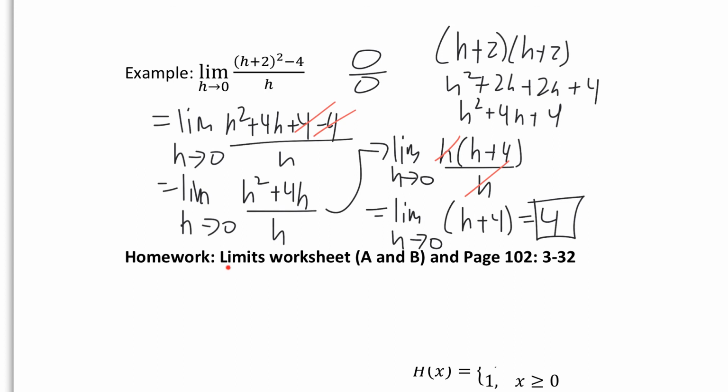So for homework, please try the limit worksheet A and B, and then also page 102, number 3 through 32. Again, for these textbook questions, the answers for all of the odd questions as well as the solutions are available. The answers are in the back of the textbook and the solutions are in your solution manual. The even questions don't have answers or solutions, but you can always go ahead and type the questions in online, and you can usually find answers to them using any of the online websites that we recommended in the course.